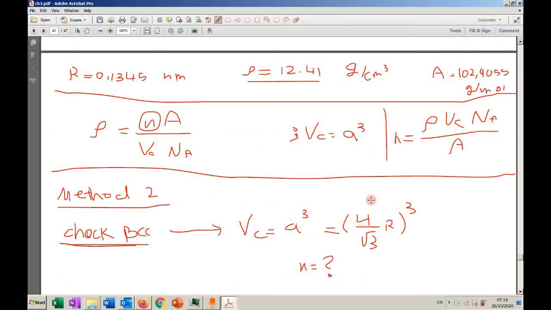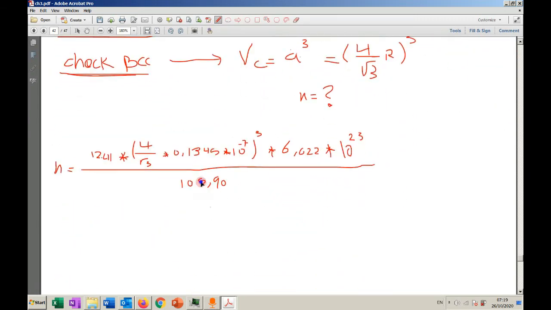105 or 102, sorry, that's supposed to be 102. Here we have it, 102.9055. Now the units are okay. This is centimeter cube, this is gram per centimeter cube, this is gram per mole, this is mole per atom. Everything will cancel each other, and it will come out as atom.